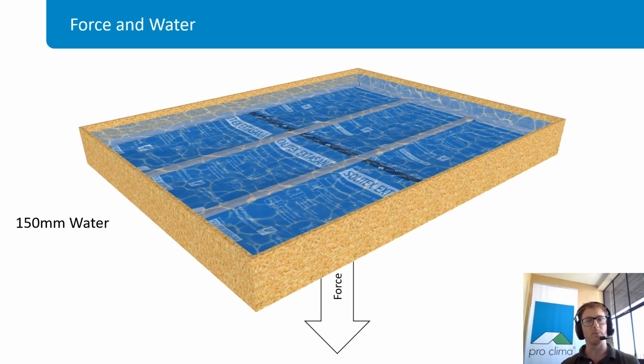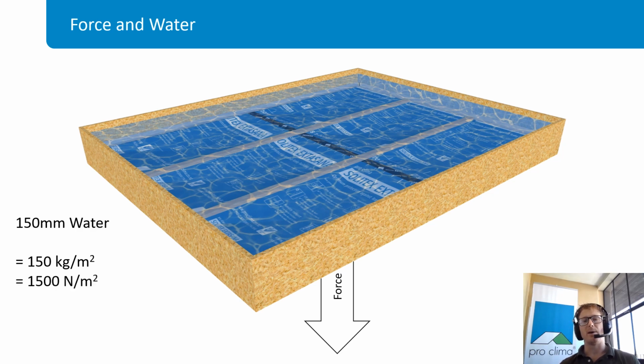And to be honest, that will leak. It's not going to be 100% waterproof under that scenario. It would have to be built like a swimming pool. So what does that actually mean, that 150 millimeter head of water? It means you've got about 150 kilograms per meter squared of pressure pushing down. So you're going to deflect that membrane.